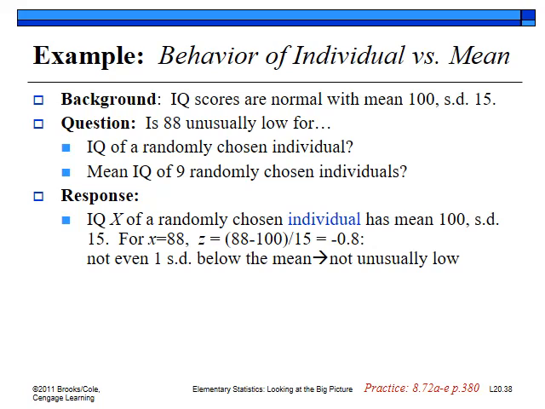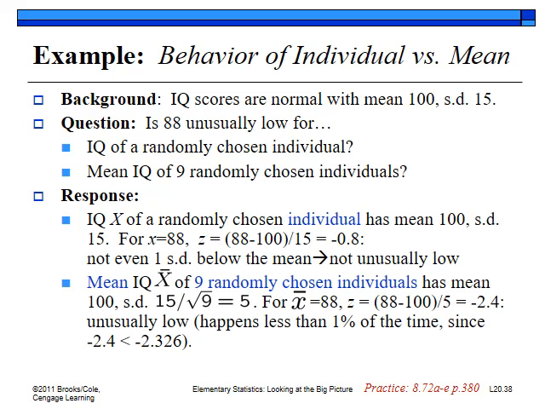For one randomly chosen person, we can standardize. We take our observed value of 88, subtract the mean, divide by the standard deviation, and we get negative 0.8. So that's not even one standard deviation below the mean, so that's not terribly unusual.